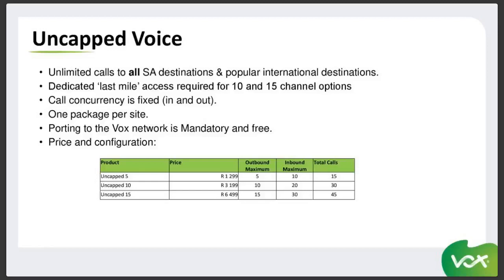Porting to the Vox network is mandatory. So if they have an existing line with any of the other suppliers, they have to port those numbers to Vox, because we use some of the inbound revenue we derive to offset the outbound call charges. If it's a greenfield site, i.e. it's a brand new site, they don't have any existing providers on site, then obviously porting is not a requirement because there's nothing to port. And pricing and configuration is as I indicated just now, it's in the table below.